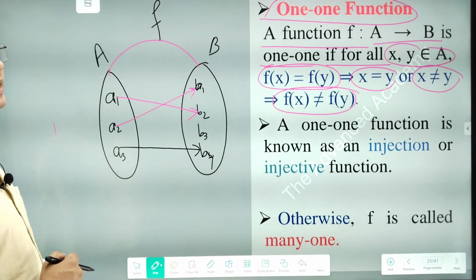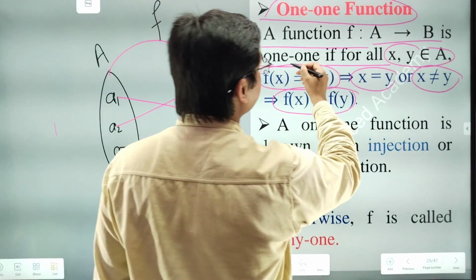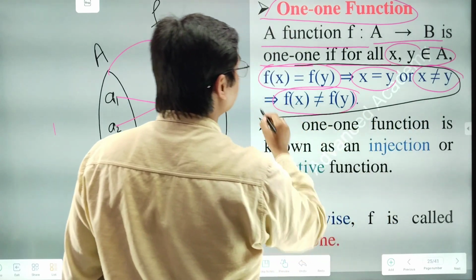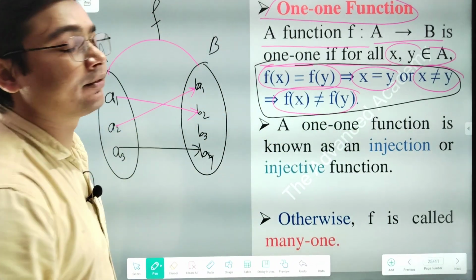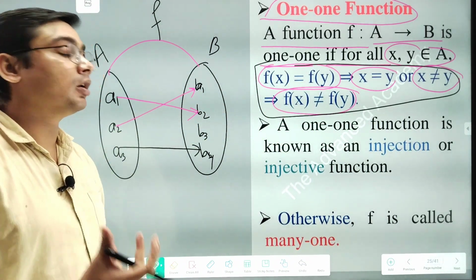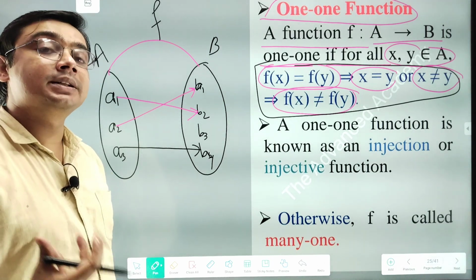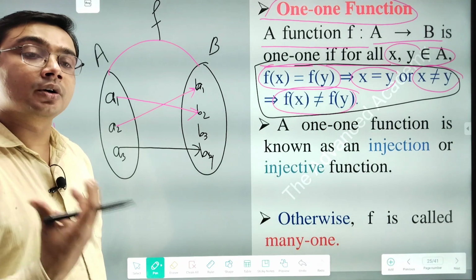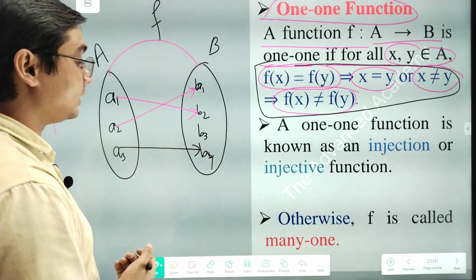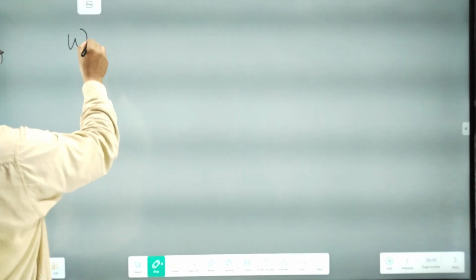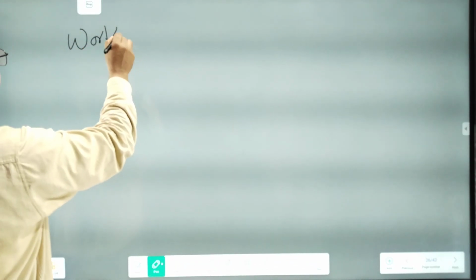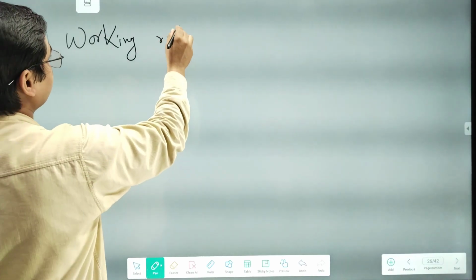So what will be the working rule, guys? This is the working rule. Working rule means हम लोग कैसे कोई भी एक फंक्शन दिया होने से उसको हम लोग one-one बोल के प्रूव करेगा, and how we can verify whether the given function is one-one or not. That is called here the working rule. So you see the working rule, and this is important.